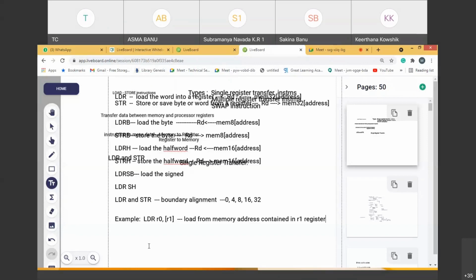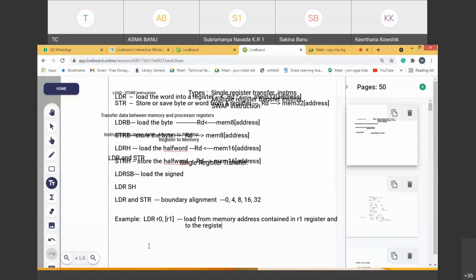Store that data onto R0, in the register, and get the data. Load from the memory address contained in the register R1 to the register R0, you can say, to the register R0.